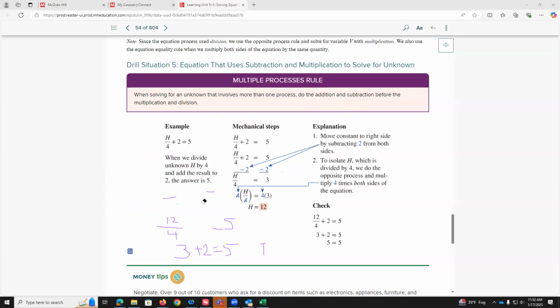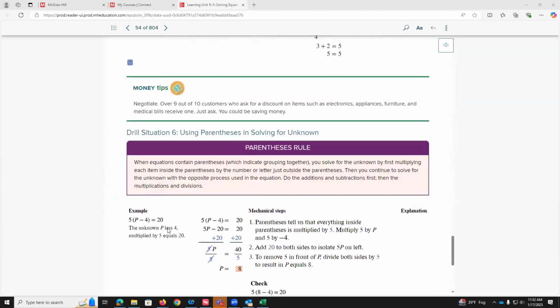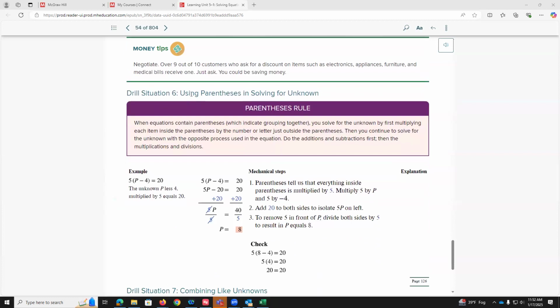All right, let me just erase this. And we're going to go down just a little bit in our textbook and look at drill situation number 6, which is using parentheses to solve for the unknown. So we've got a parentheses rule. If you're putting notes in your notebook, sometimes it's a good idea to put these little rules in your notebook so that you have them right there and you don't have to keep looking back through your book. So this is a good idea if you're taking notes.